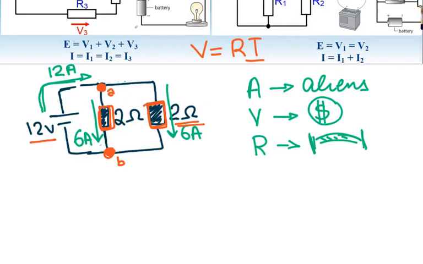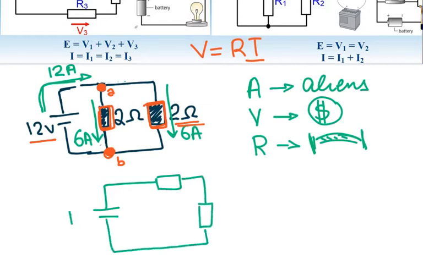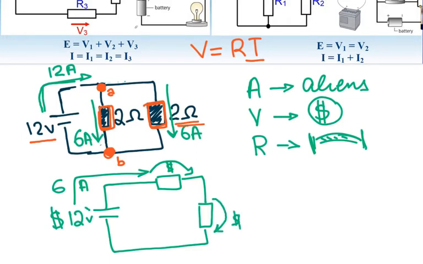So if this is the circuit, and here is the resistor, and here is the resistor, if I have 12 volt, that's how much money I have. When I pass the bridge, my aliens, maybe 6 aliens left. Every time I pass the bridge, I will leave some money. So some money is going to be left there, some money is going to be left there. And by the time I get home, I should be done with all the $12 that I used to have. So all the $12 is going to be spent by the time I get back home.